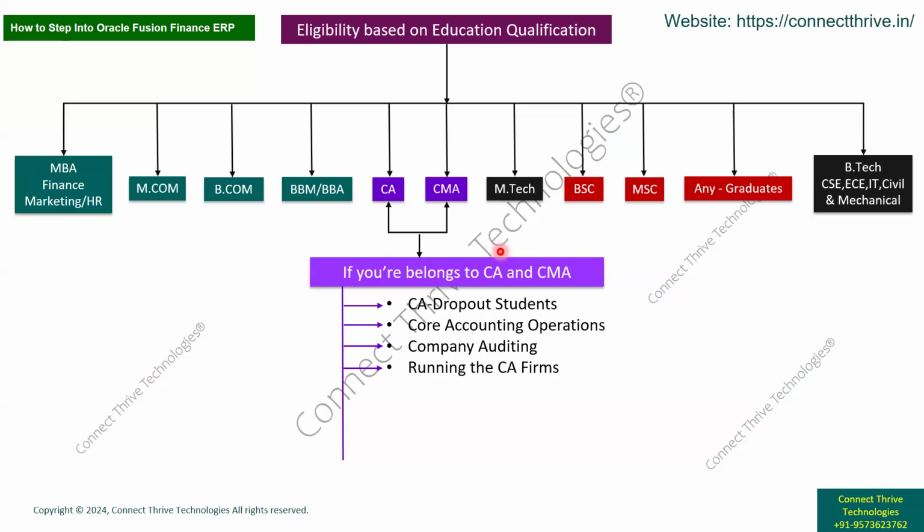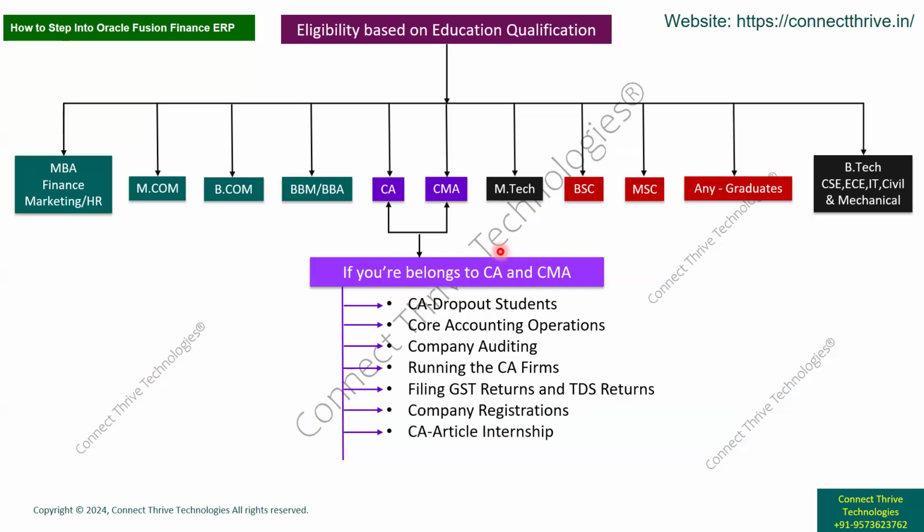But if you are working under your friend as an accountant or managing a CA firm, you had better choose your career as a functional consultant by joining the Oracle Fusion Functional Consultant course. Then you can change your domain and start your career in a consultant job instead of doing these end user activities.